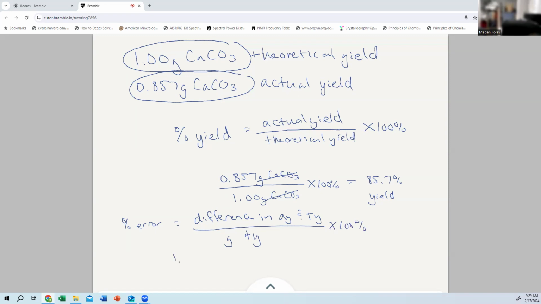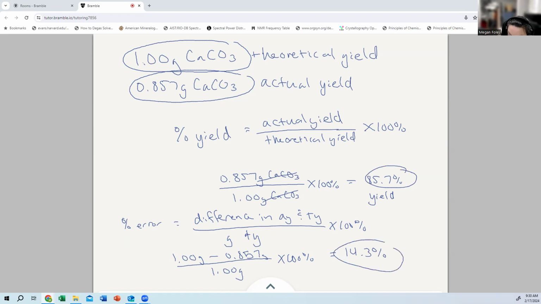So we'd have 1.00 grams minus 0.857 grams, divided by 1.00 grams, multiplied by 100%, which should give us 14.3%. So essentially, these two numbers, our percent yield and our percent error, equal 100%.